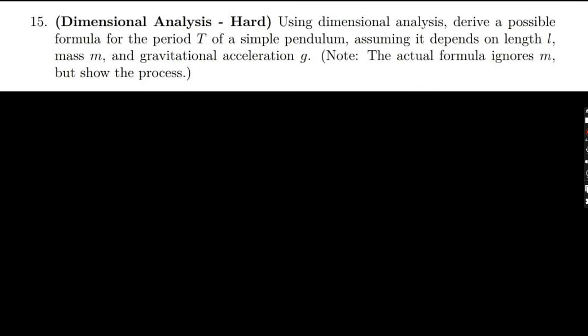Okay, this is now the part which most of you guys are getting confused on, and I'll try by all means to be slow on this part, though not that slow. The question is: using dimensional analysis, derive a possible formula for the time of a simple pendulum, assuming it depends on length, mass, and acceleration. We are told to take note that the actual formula ignores m, but show the process.